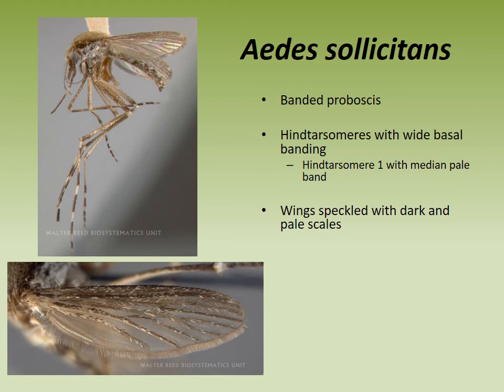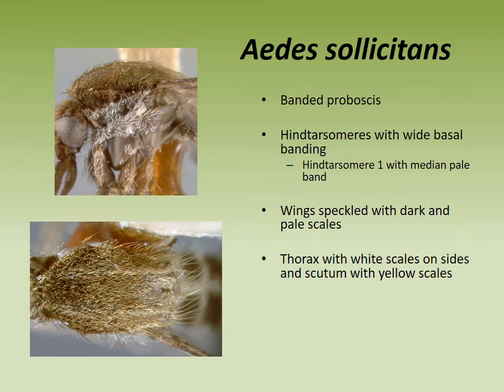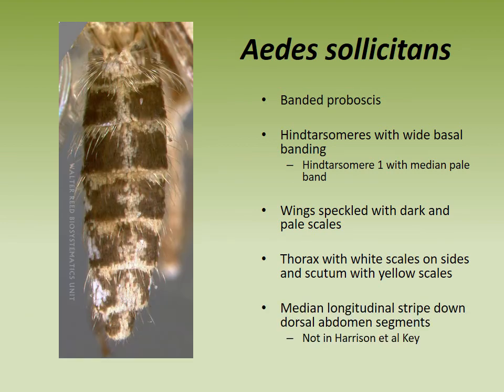The wings are going to be speckled with dark and pale scales. And the thorax with white scales on the sides, as we see here, and yellow scales on the scutum. There is a median longitudinal stripe down the dorsal abdomen segments.